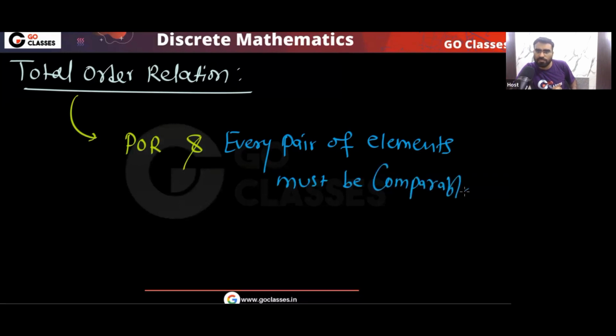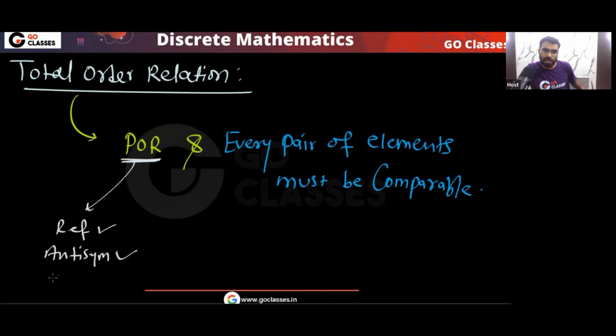This is the definition of total order relation. Is this clear? Very simple. It must be a partial order relation, so because of that, it is reflexive, antisymmetric, and transitive. Also, there is the condition that every pair of elements must be comparable. Then in this situation, you will call it a total order relation.